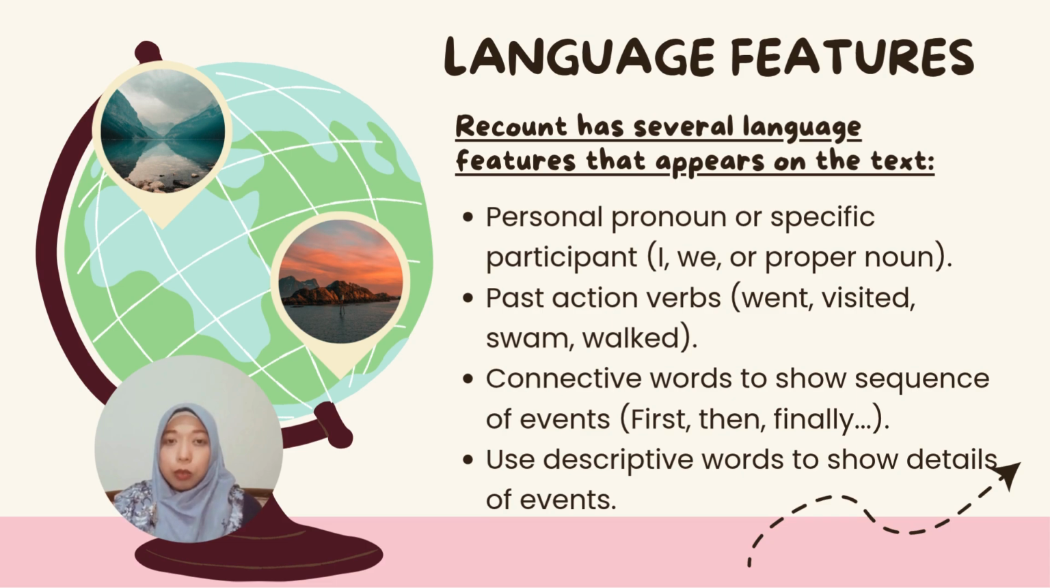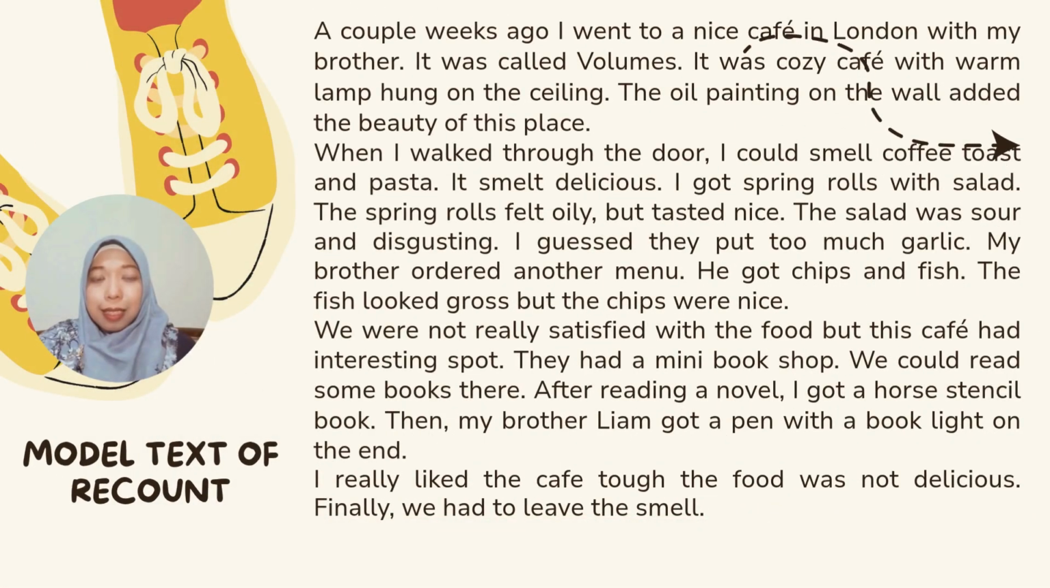And the next language features is connective words. We use the connective words to show the logical order of the events in our story. And the next, we use also the descriptive words. It is important to show the details of the setting, the details of the event, or maybe even your feeling as the evaluative statement. This is the model text of recount. In this model, it is telling about someone's experience when he visited a cafe. Okay, I will read the story for you.